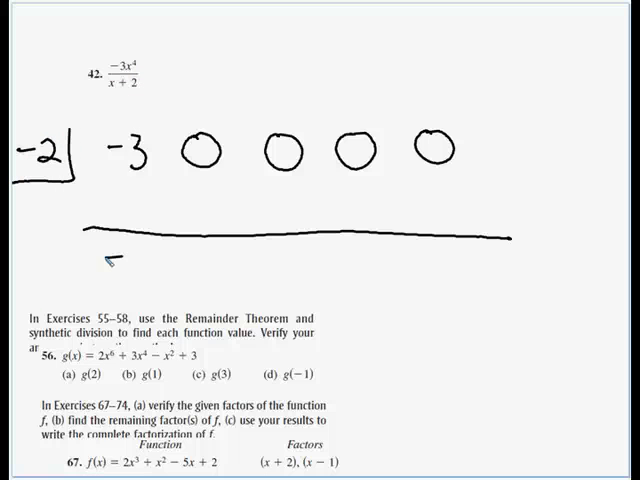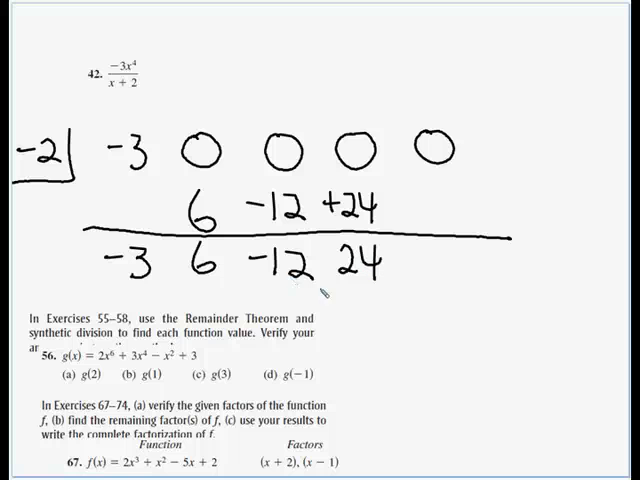Bring down the minus 3. Multiply here, positive 6. We add 6. Negative 2 times that will be a minus 12. And we add minus 12. Negative 2 times that will be a positive 24. This is interesting. And we add and get 24. Negative 2 times that is minus 48. And that will be our remainder.